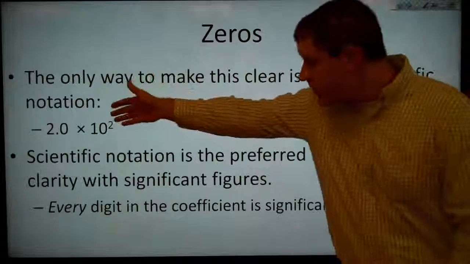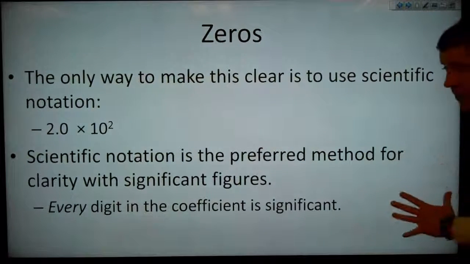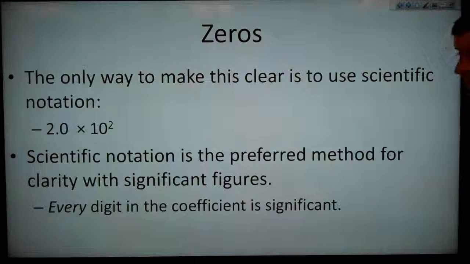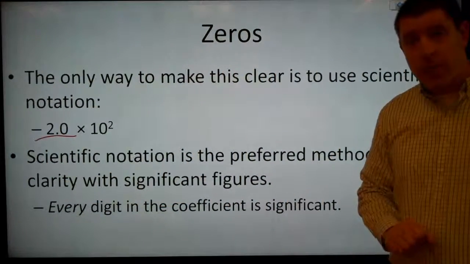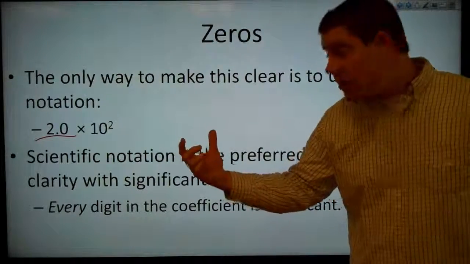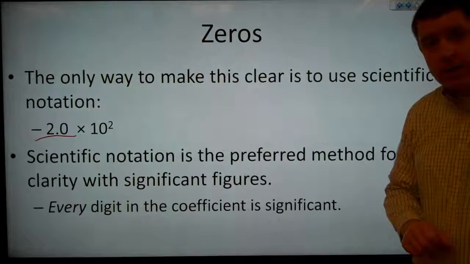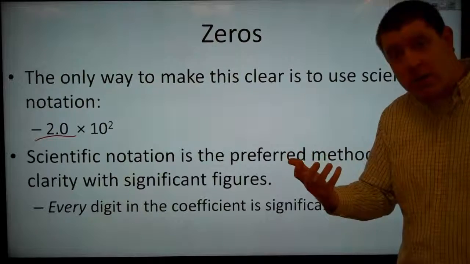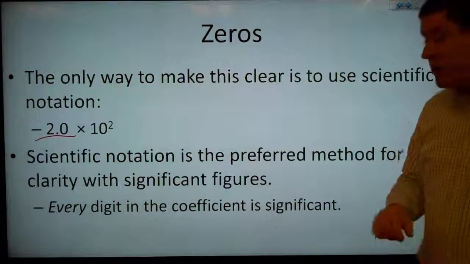And we write it as 2.0 times 10 to the 2. So scientific notation is the preferred method for clarity with significant figures. And this is because every digit in our coefficient is significant. Whatever digits you write over here, those always count. So when you're looking at scientific notation, any digit that is in the coefficient or the significand, that is a significant digit. This is why it's called a significand. All of those are significant digits, and the placeholder digits are wrapped up in the exponential term.